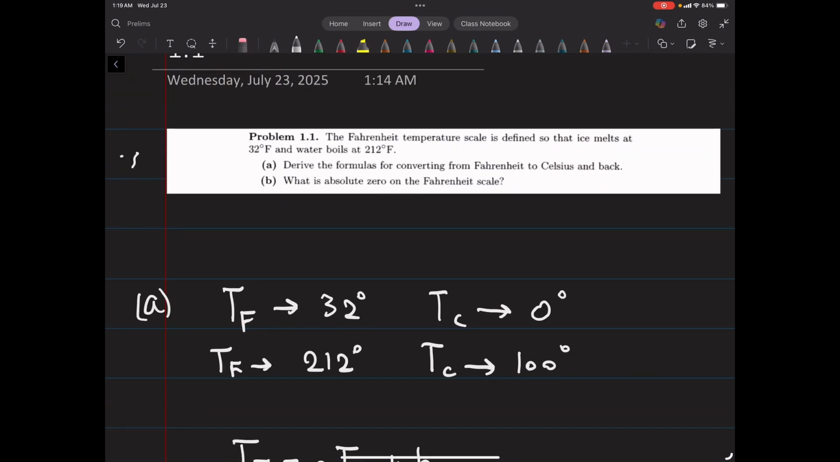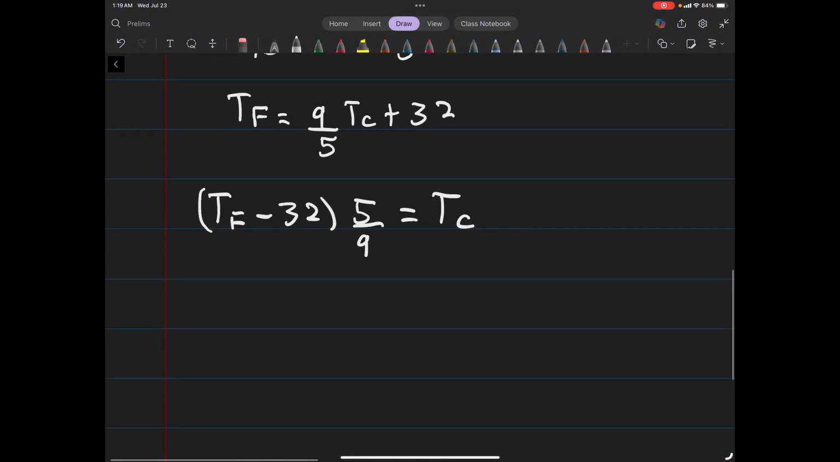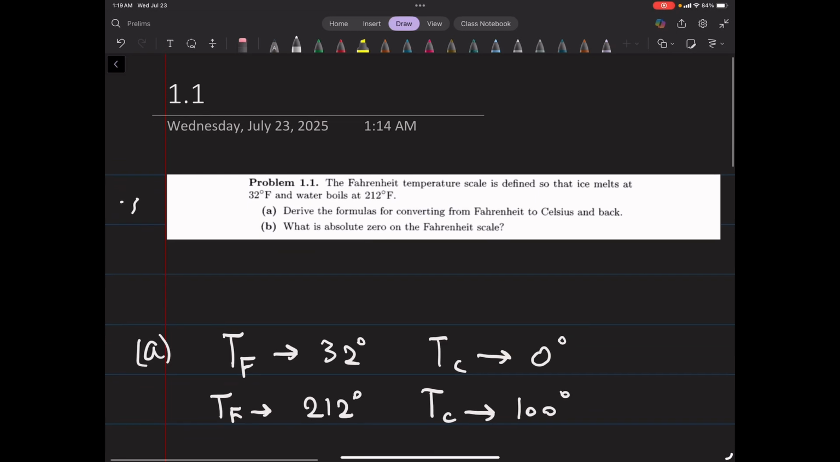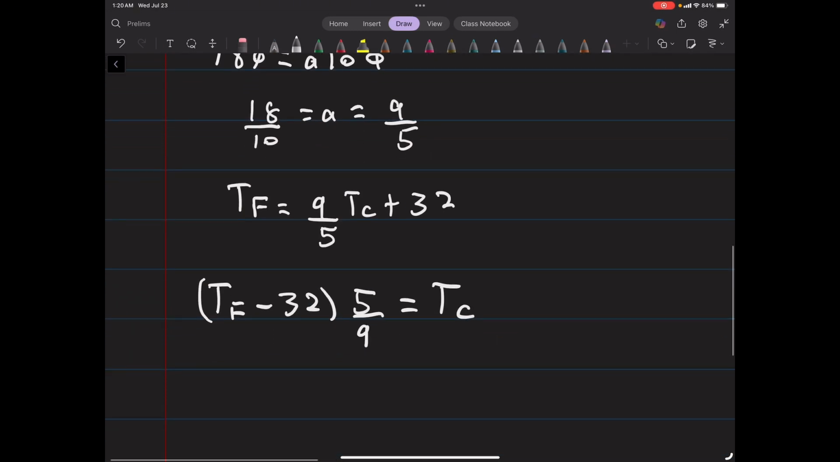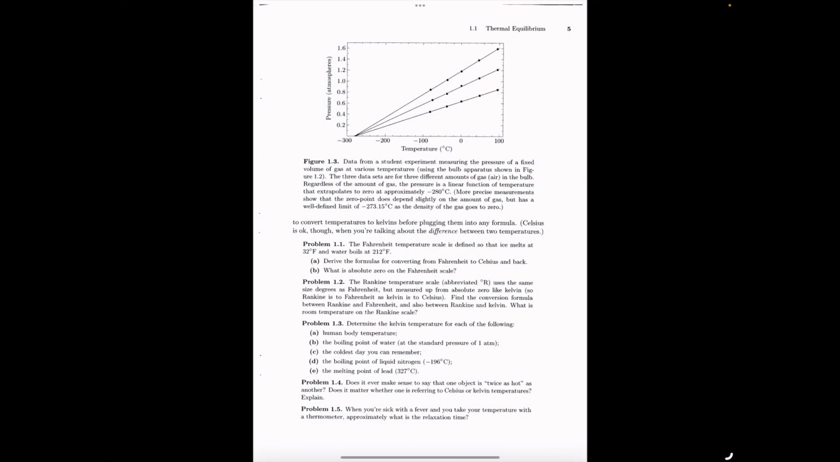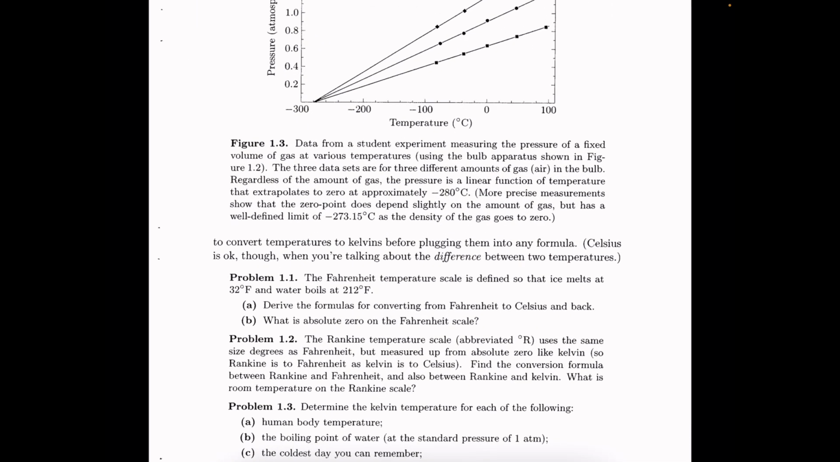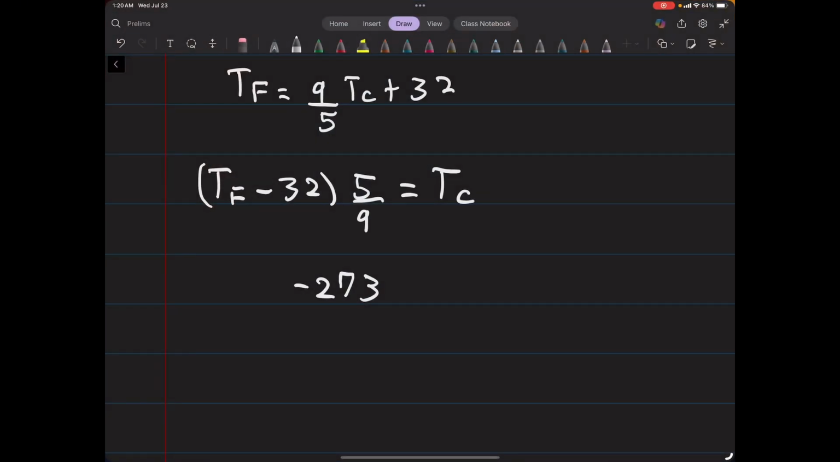Part B, what is absolute zero on the Fahrenheit scale? So absolute zero is happening at minus 273 degrees Celsius. Let's actually check the book. Yeah, 0.15. 273.15. Okay.